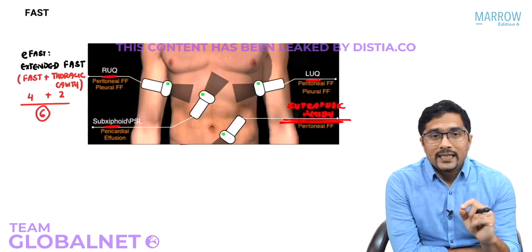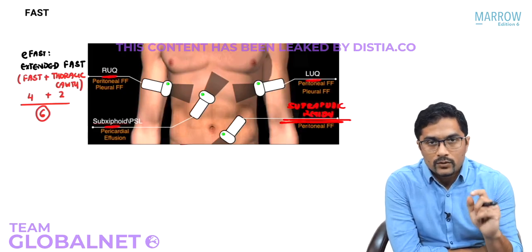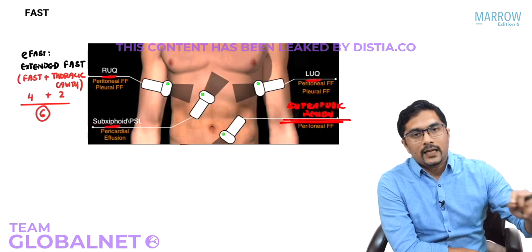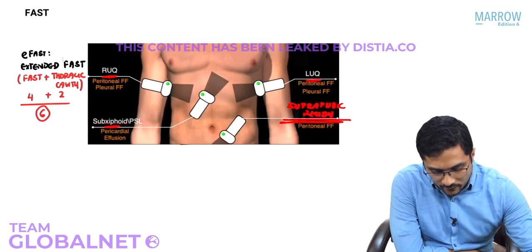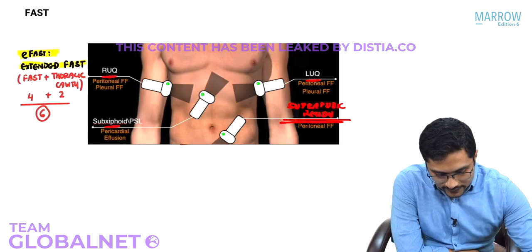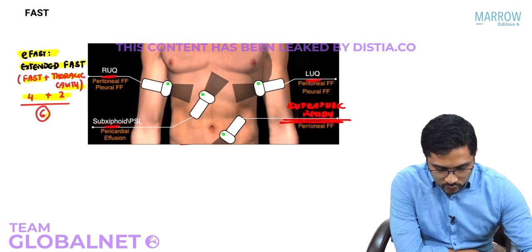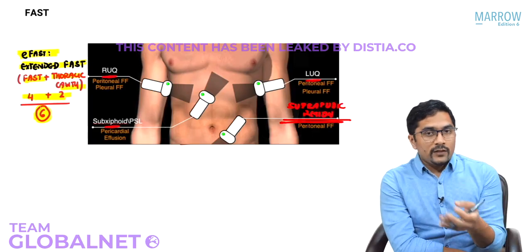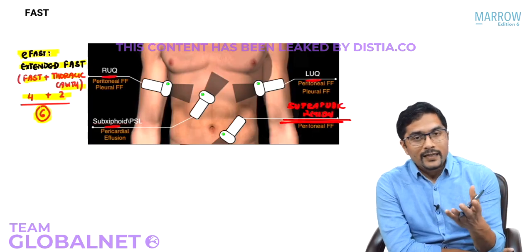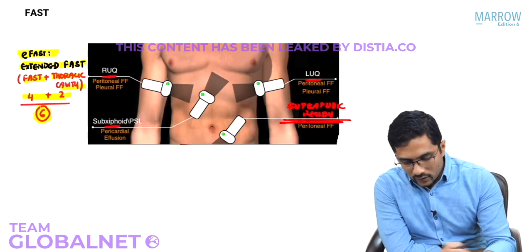This has been highlighted clearly in the ATLS guidelines, and that's what we are going to follow. The same order: epigastrium, right hypochondrium, left hypochondrium, suprapubic region. EFAST is extended FAST, that is FAST plus the thoracic cavity. So it is 4 plus 2, total 6 areas where you can keep the probe. So in this patient, if you do an EFAST, we can find out where exactly the bleeding is happening, and then we can intervene accordingly.